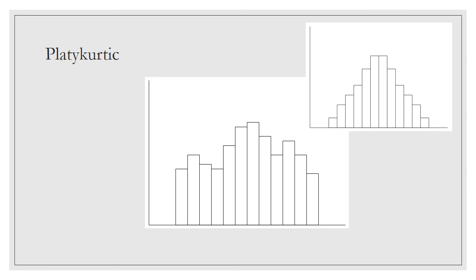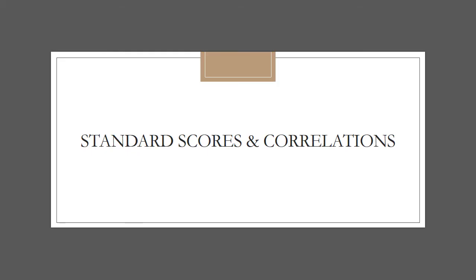So you've gotten a little bit of what a normal distribution looks like, and when it's skewed, and when it's kurtotic. We're going to take our knowledge, and now we're going to transform it into our standard scores, some transformations that we might do in correlations.